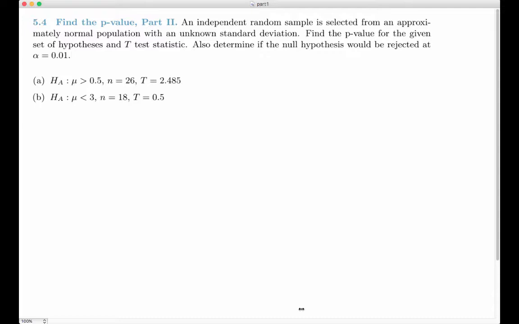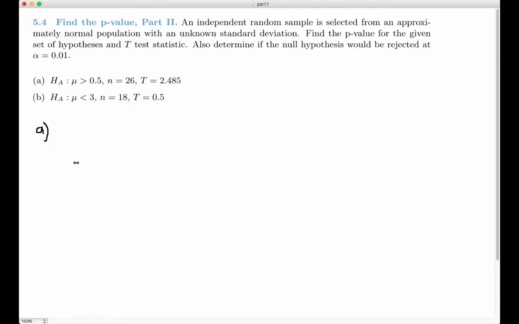So this one was actually not in the homework, but I think it's worth doing just to help us out with how to get R to calculate a p-value given a t-test statistic and a direction of extreme. So this is actually 5.4 from the textbook. Let's take a look at part A to start with here.